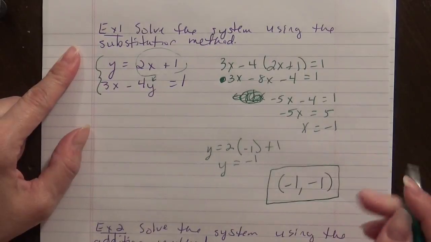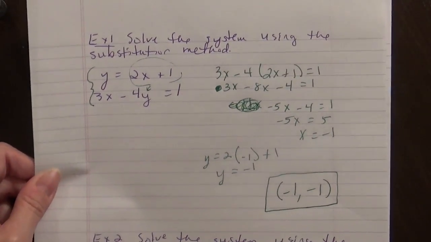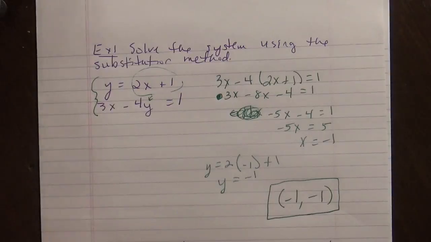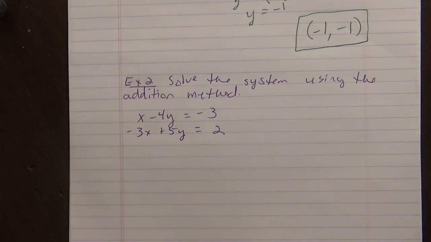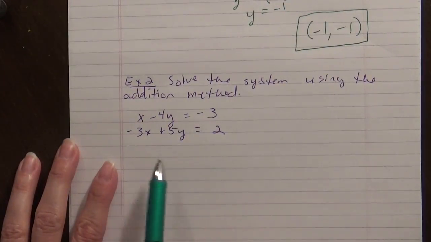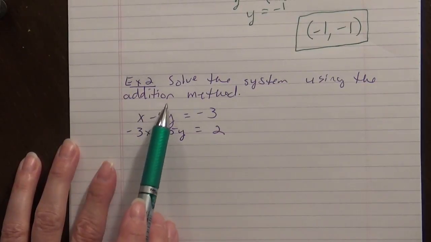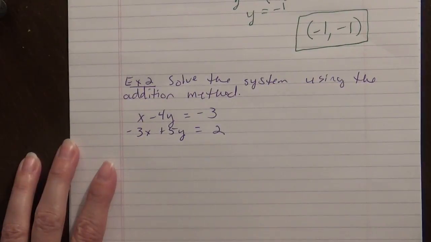And that's my answer. For example 2, we're going to use the addition method. I may accidentally refer to this method as the elimination method sometimes because most textbooks do call it the elimination method. But they're asking us to use the addition method. So what this is asking me to do is to first make sure that I have my equations set up so that I've got an x column, I should have a y column, and then I've got my equals, and then I've got my constant on the other side of the equals.